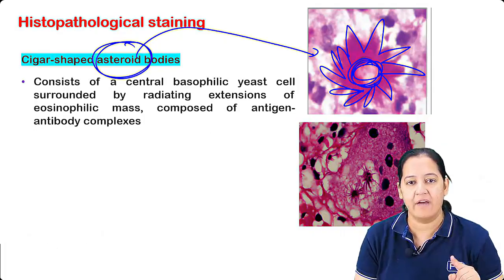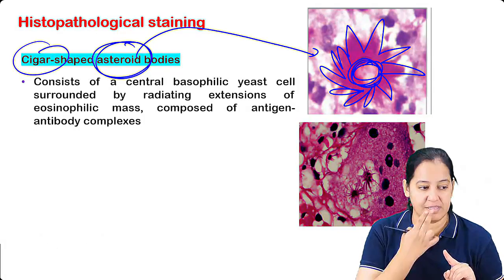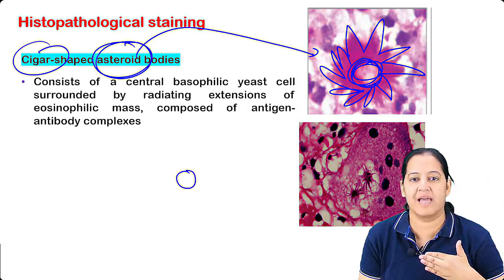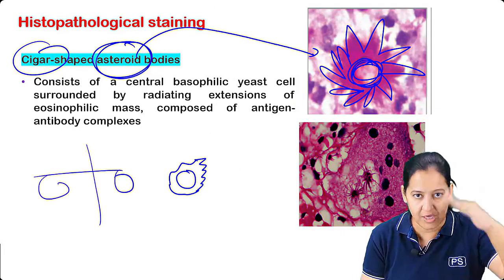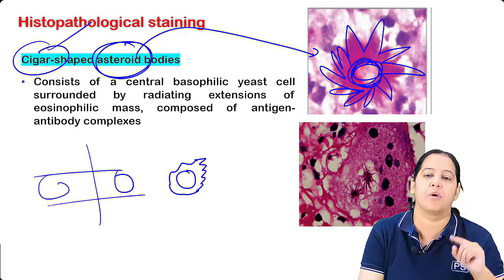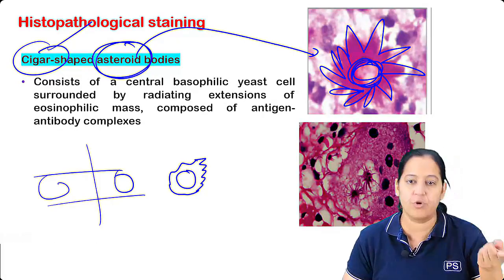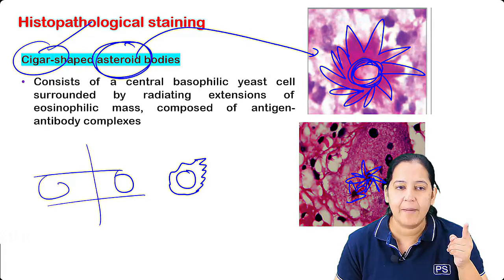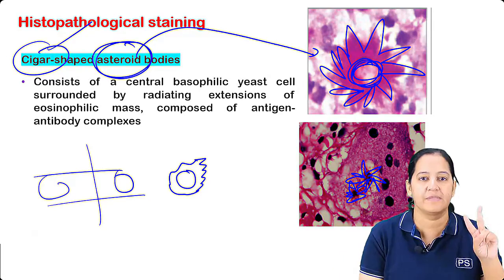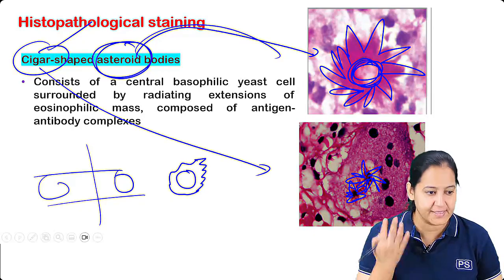Asteroid body. Have you seen a cigar? The transverse cut of a cigar is like this only, not the longitudinal. I'm showing you the transverse cut. So it is also known as cigar body. Either you say asteroid body or cigar body, it's one and the same. Here also you can appreciate the stars. So say the two names: asteroid body, cigar body.